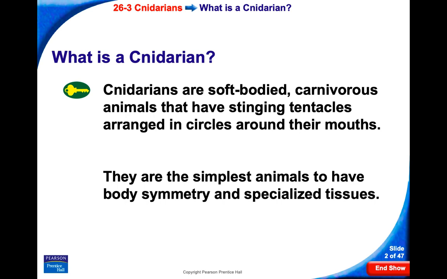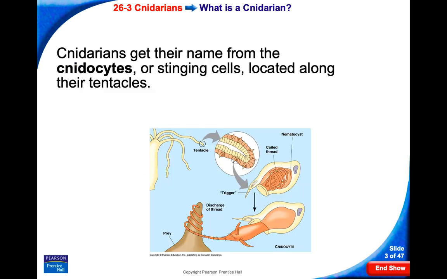Okay, they're technically the simplest animals to have body symmetry, and we'll talk about what type of body symmetry, as well as specialized tissues. So certain tissues that do very particular jobs. Okay, cnidarians get their name from these special cells that they have called cnidocytes, and they're basically stinging cells. So they are customized or specialized to be able to either defend the animal, or in a lot of cases use as a weapon to capture prey.